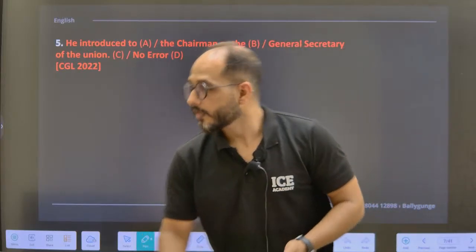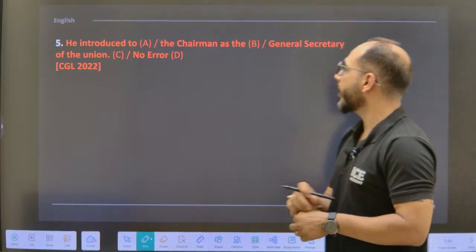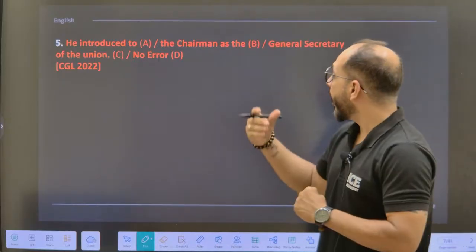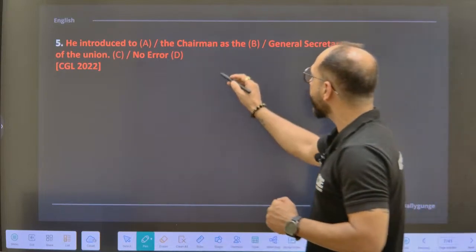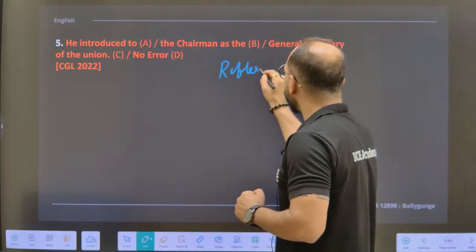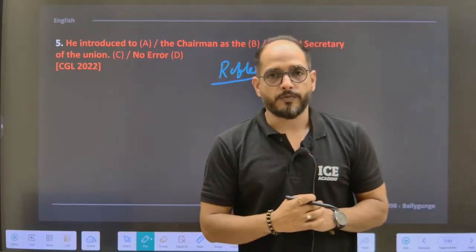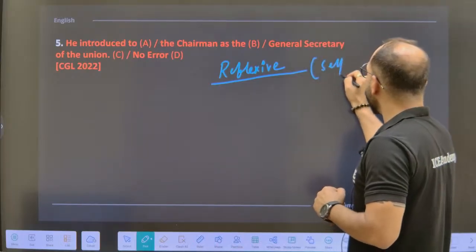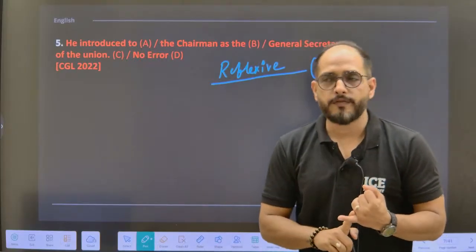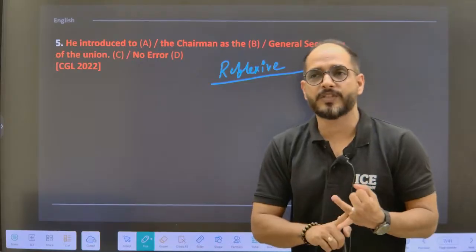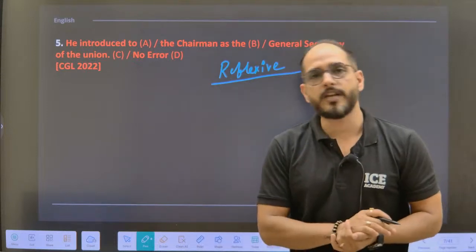Again: he introduced the chairman as the General Secretary of the Union. Now, to find the error of this sentence, you need to understand the rule of this pronoun: the reflexive pronoun. What is a reflexive pronoun? Reflexive pronouns are basically self words, that means words that end with self, for example myself, yourself, himself, herself, themselves. Every word that ends with self or selves falls under this category.